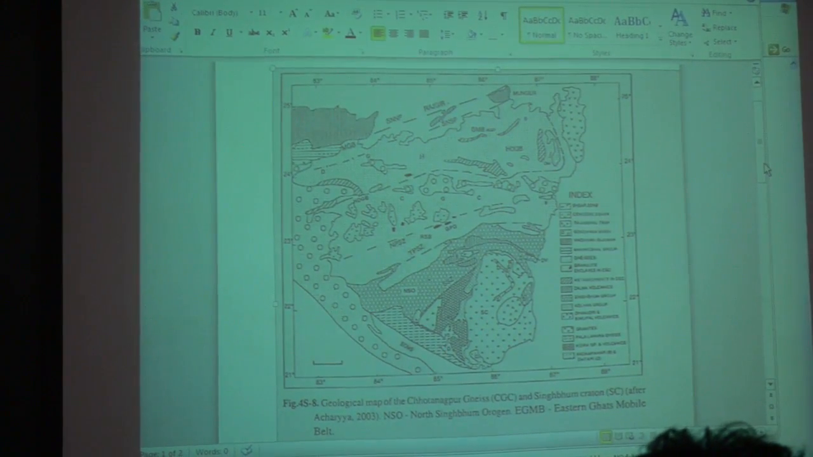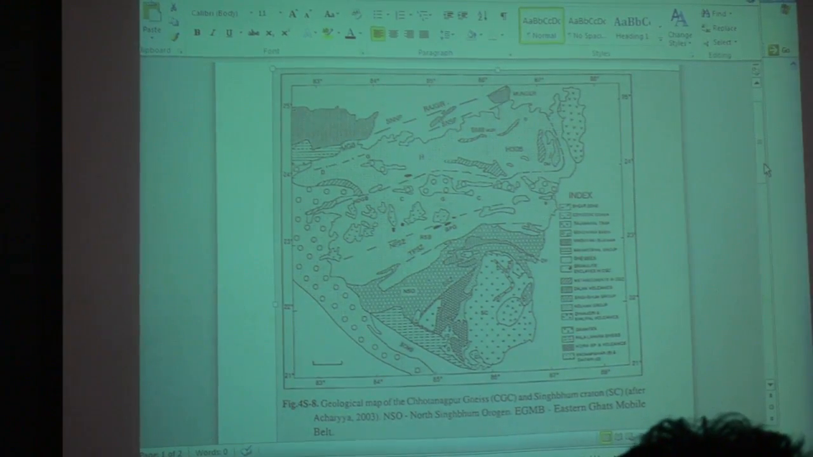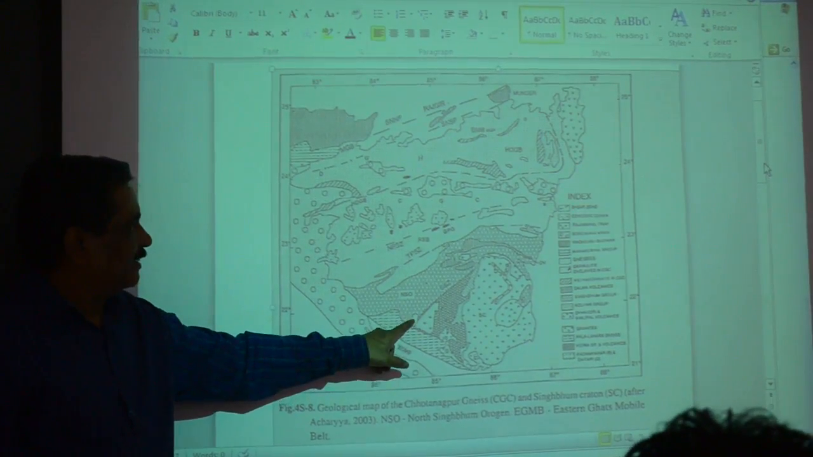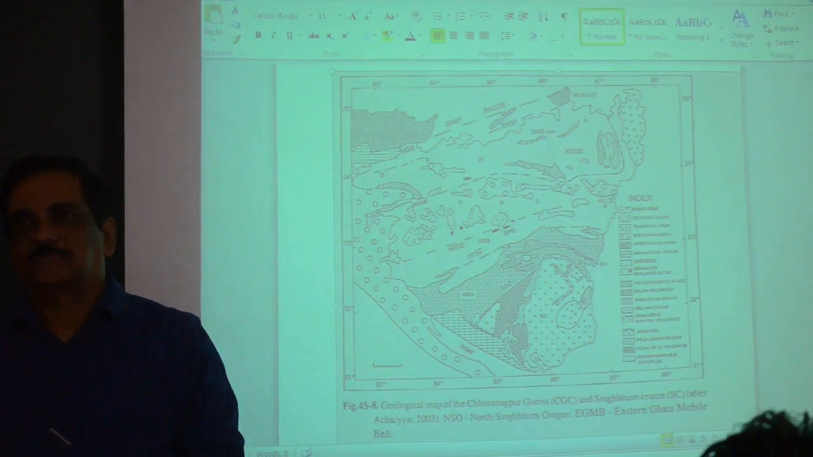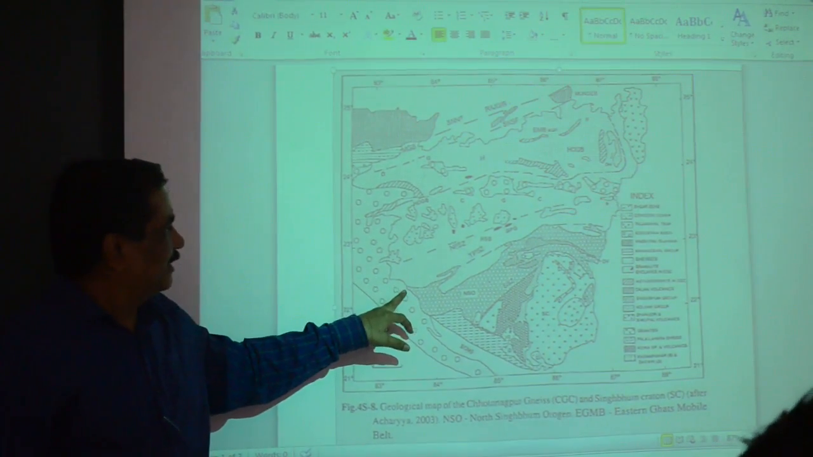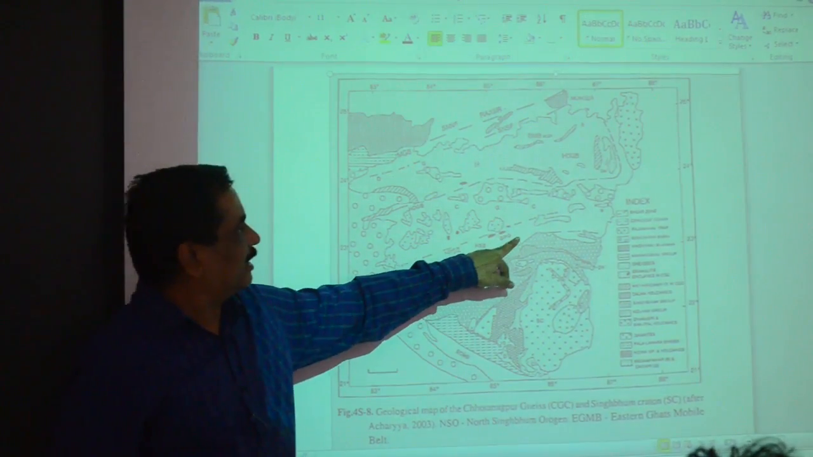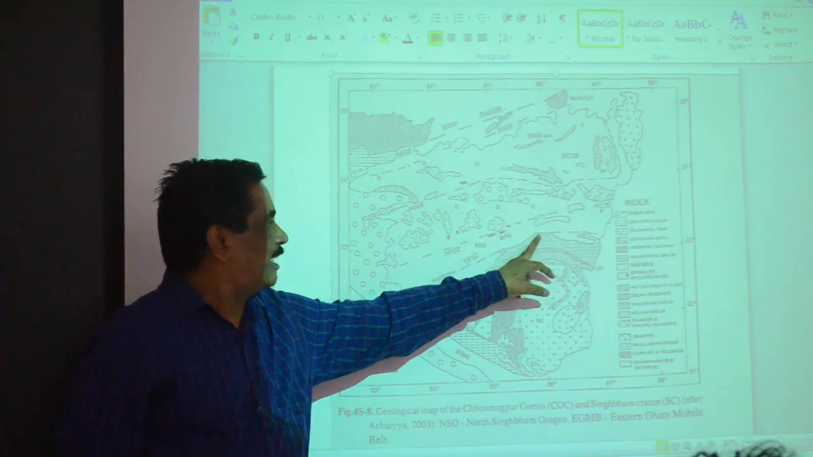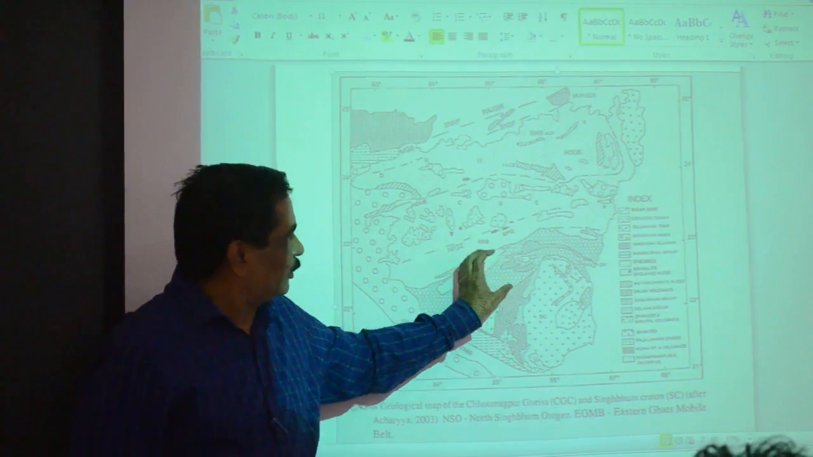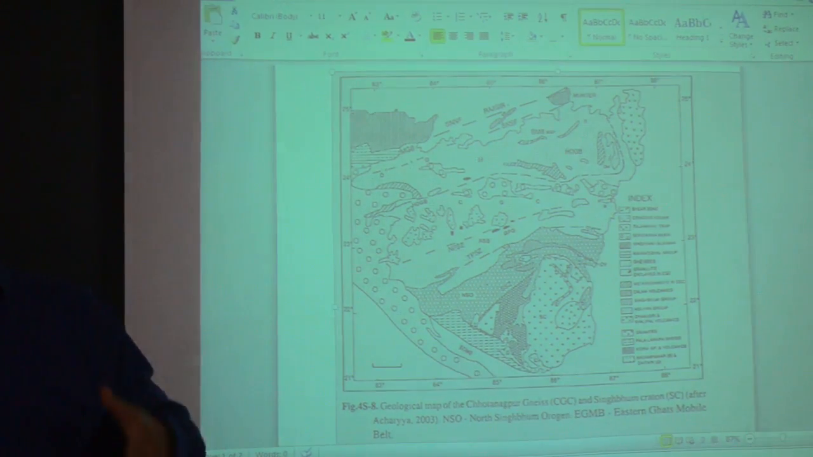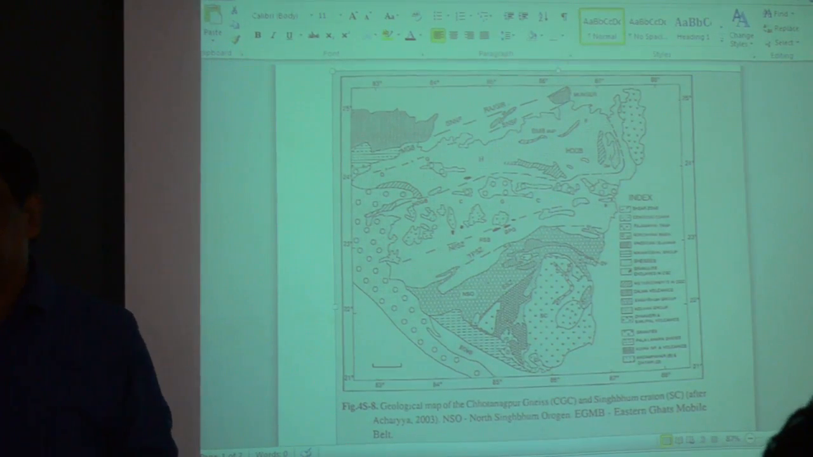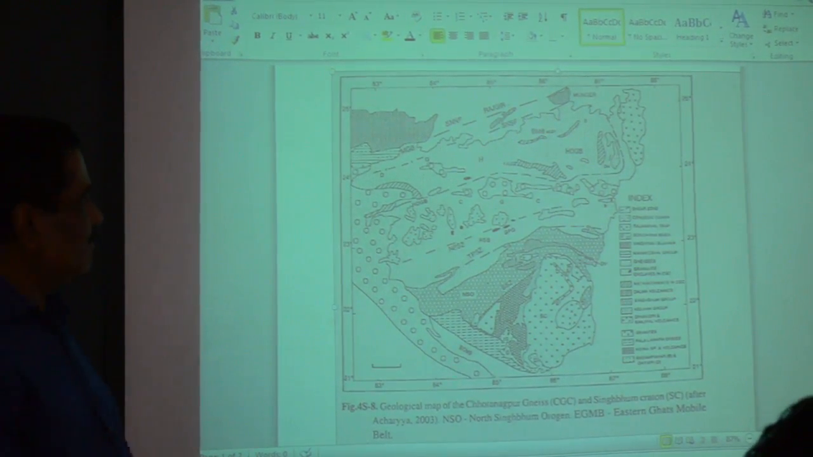Clear? You understand which is Craton? This line that I drew demarcated the margin. And this line goes this way. Between this line and this line you have the Singhbhum Mobile Belt. This is the Singhbhum Craton. Understood?